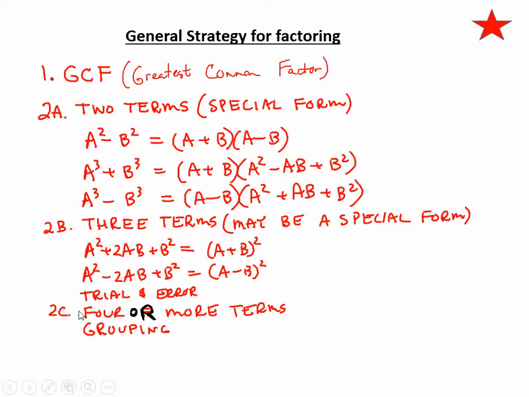So just a quick correction here on 2C, it should say 4 or more terms. So 4 terms, 5 terms, 6 terms, that's great. That will work out. We're going to just use the grouping method at that point for that.